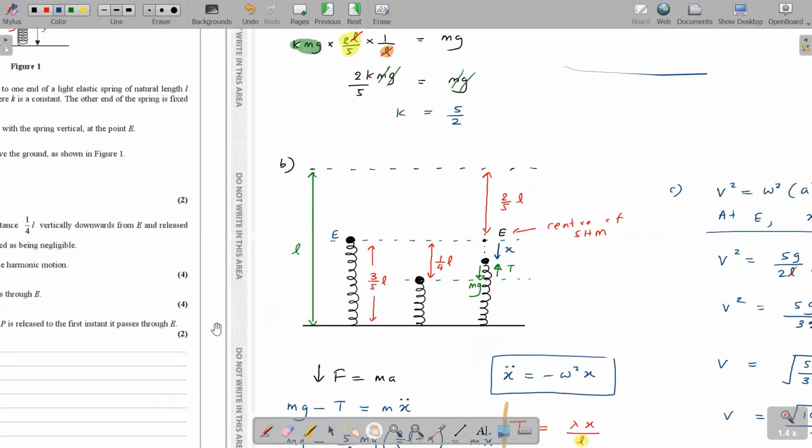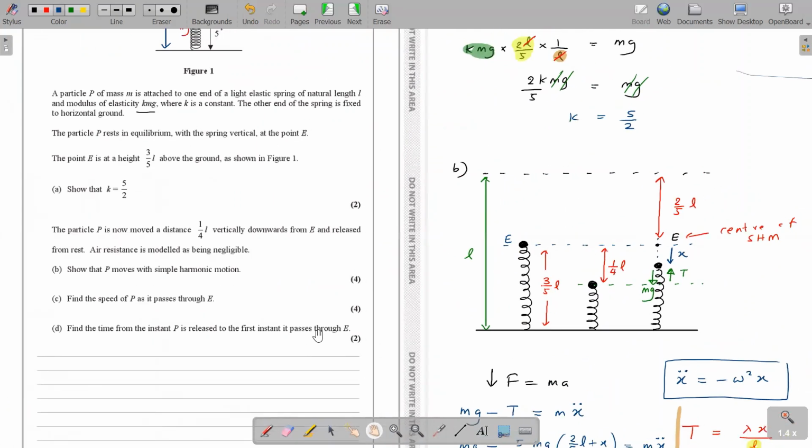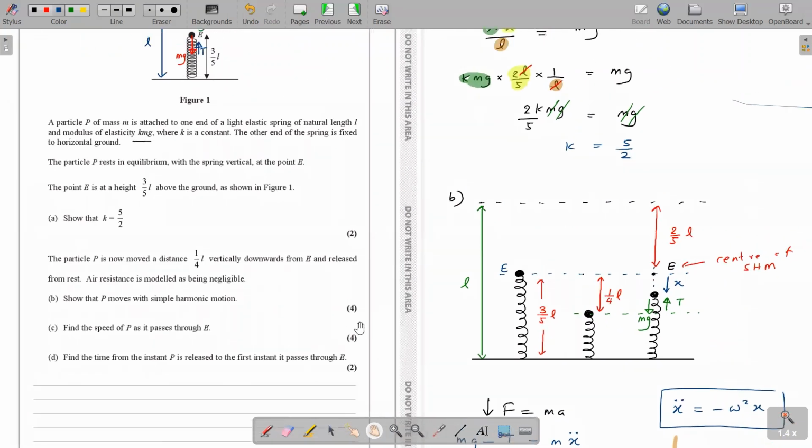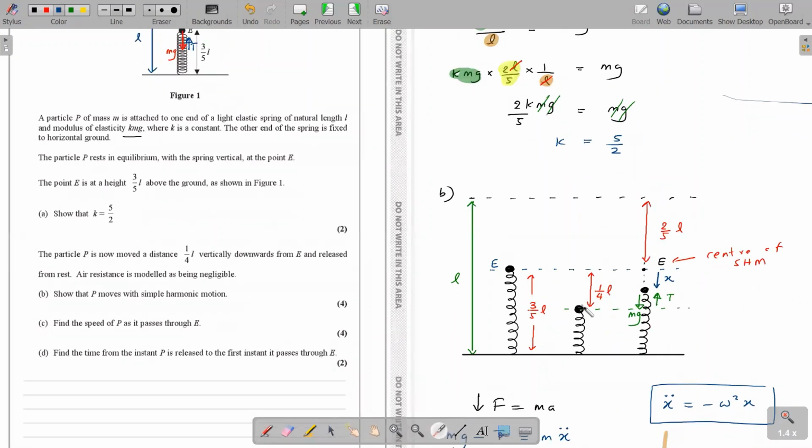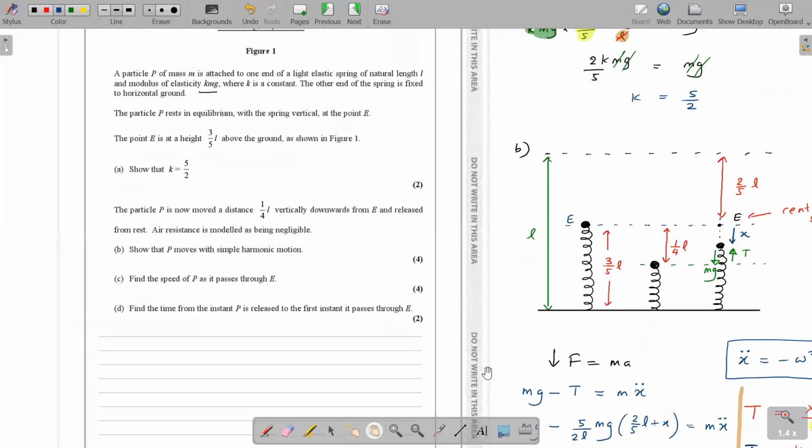Okay, last part. They say find the time from the instant P is released to the first time it passes through E. So what does that mean? When you release it, you release at the amplitude. From the time you release until you pass through E, so from the amplitude to the center. I was explaining this in the first question also. The time taken to go from the amplitude to the center of SHM is a quarter of your periodic time.